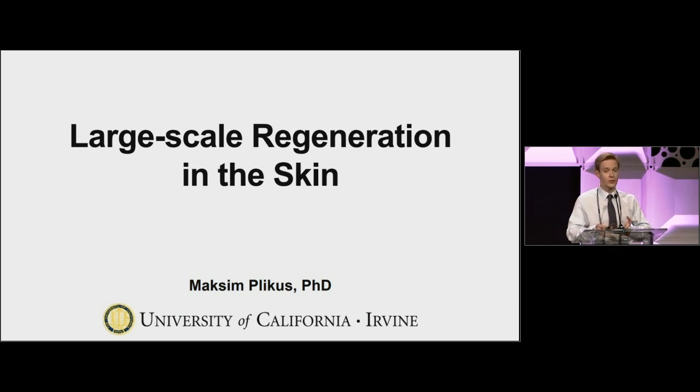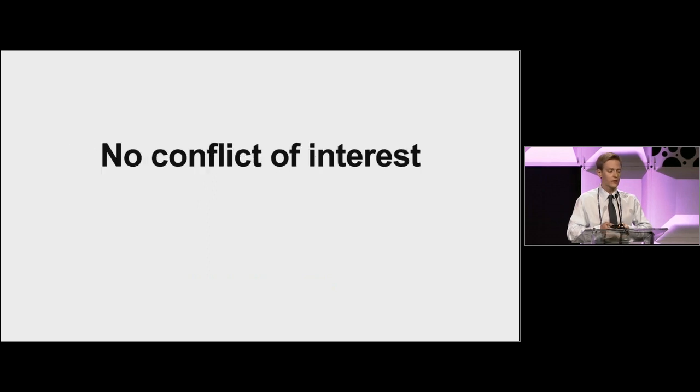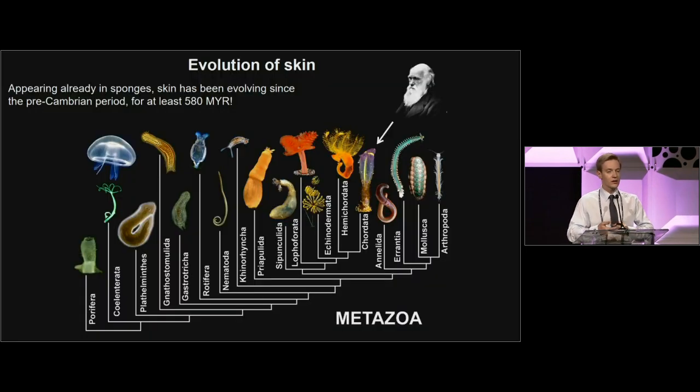So having this opportunity today, I would like to talk about some of my research, for which I don't have any conflicts of interest. I would like to start by reminding you that skin, an organ that we all admire and study, first formed as late as in the Precambrian period, already in ancestral sponges, and it had more than 580 million years to evolve into the complex and functionally diverse organ that we know today.